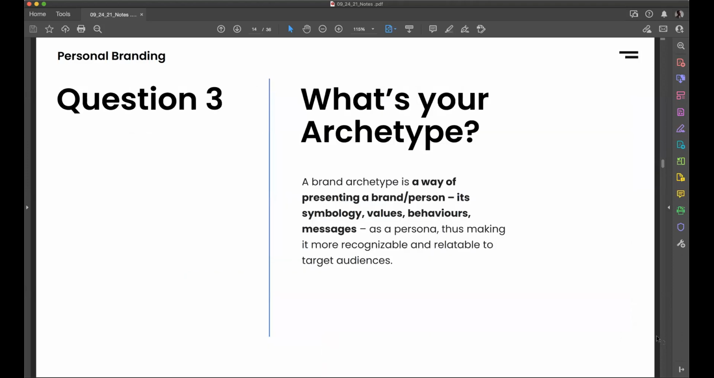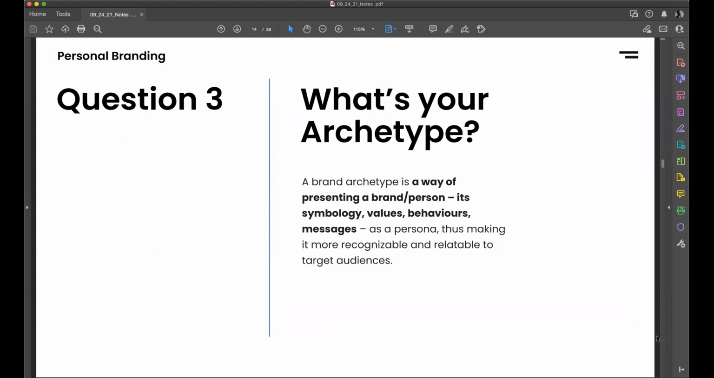So the other thing I want you to think about, the third question here, is what is your archetype? Does anyone have any idea what an archetype or a brand archetype is, who hasn't been in one of my classes? It's right there in front of you, but I'm glad to hear that maybe you haven't heard this term yet.